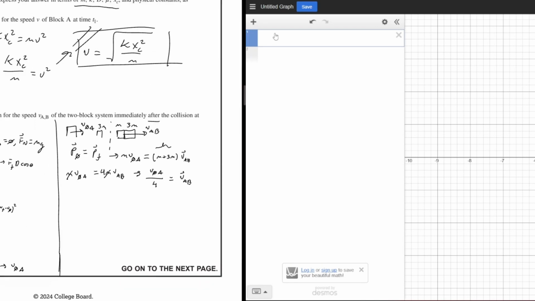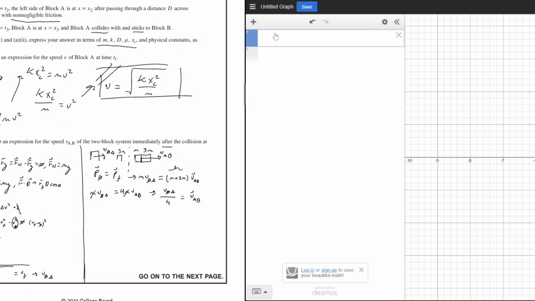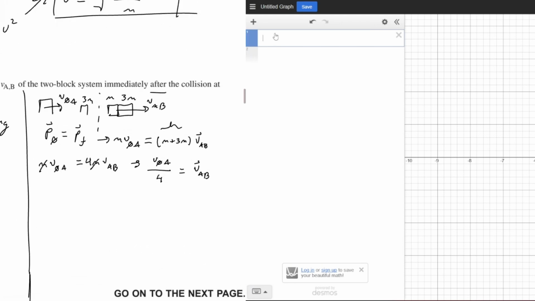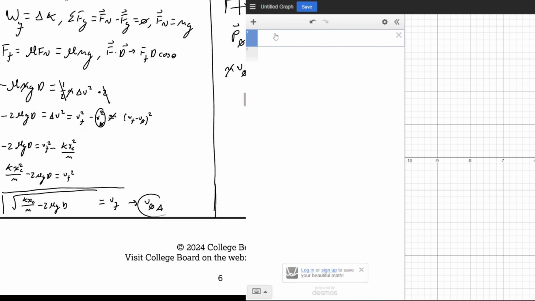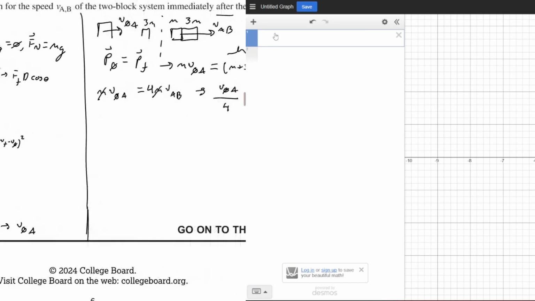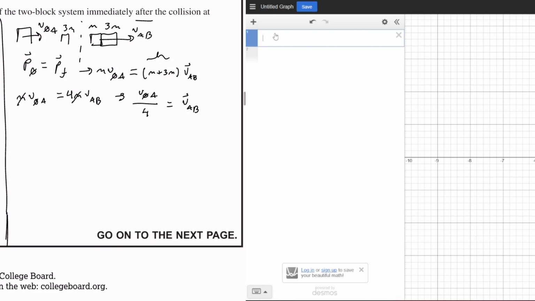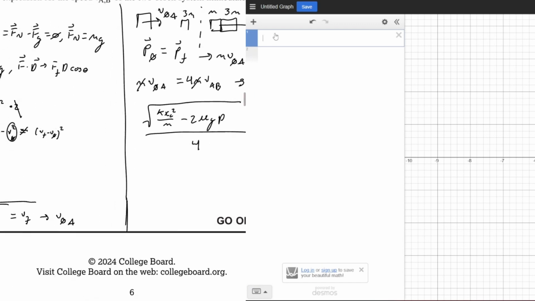But I'm not done yet, because what did it say I could use? It said I can use m, k, d, mu naught, or mu, and xc. Well, v naught A is not something I can use, so I have to sub in what I got over here. That's the whole reason why I went through this whole energy thing. So I'm going to sub that in now. So I'm going to say square root of kxc squared over m minus 2 mu g d, divided by 4.